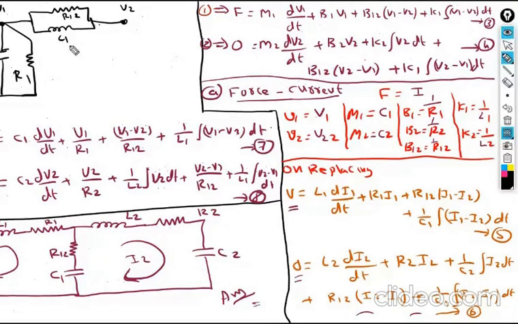L1. And now coming to this second equation, V2, left hand side is 0, hence there is no current source. Now how many elements are there? C2, R2, L2, R12 and L1. R12 and L1 are already there; these two I have already written with loop 1. Then I will be getting three elements here. One is C2, and another one is L2.